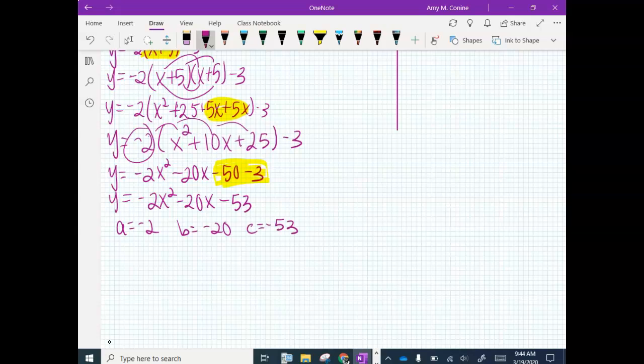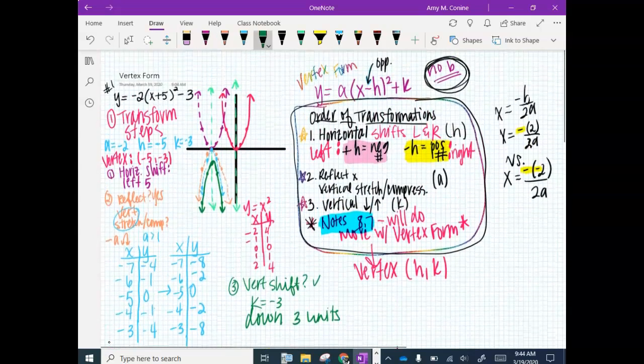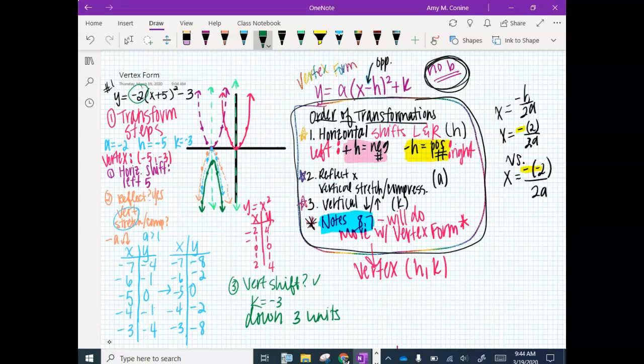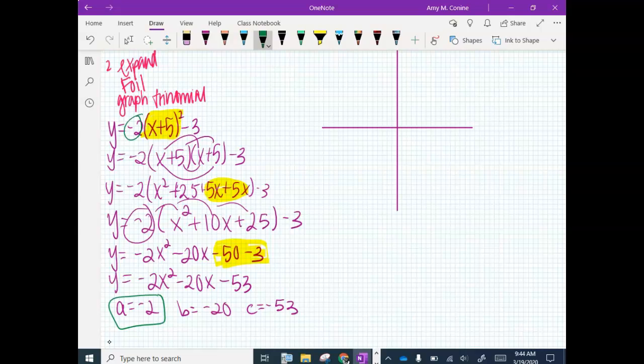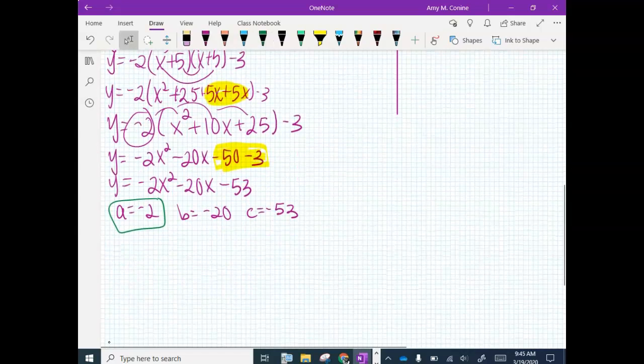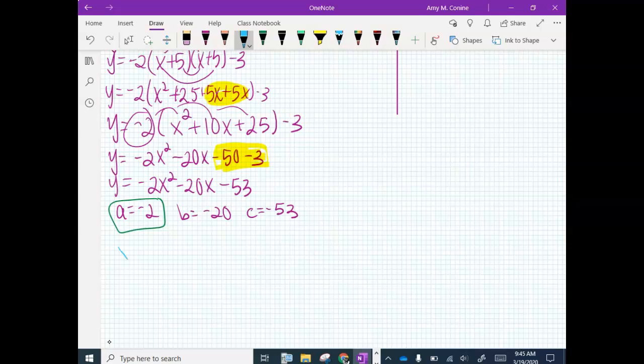Okay, if you notice, your a here is the same as your a in the original problem that I gave you up there. Okay, can you see how that a and this a are the same? Okay, that will be true every time. So when we started, we found our AOS, which is opposite b over 2a. Okay, so opposite b is 20. 2 times a is negative 4, so we get an x of negative 5.